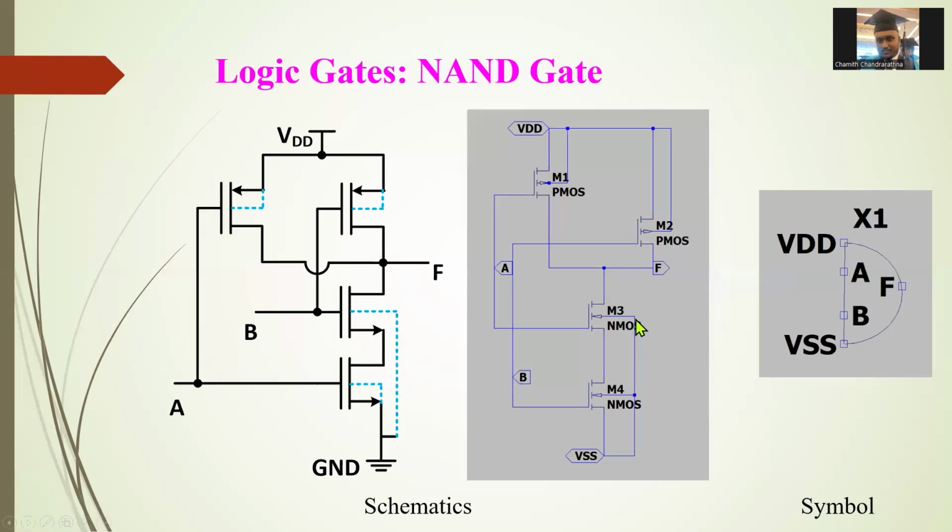So now we can go for the NAND gate. The NAND gate is a very simple circuit which has two PMOS and two NMOS. So this is the schematic of the NAND gate. These are the schematic I have created using LTSpice, and this is the related symbol. So now we can go for the simulation.